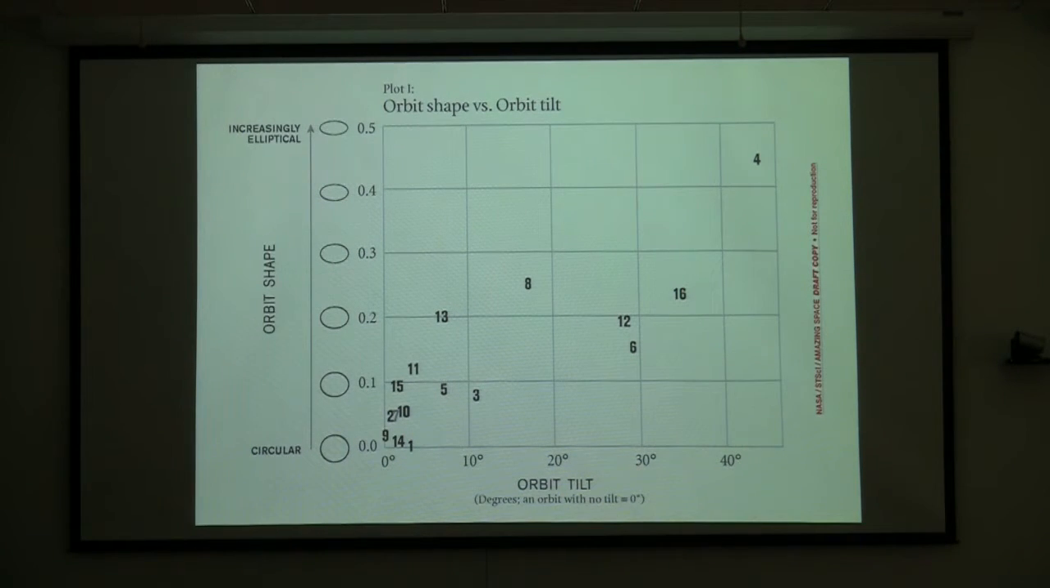Most of them are just circular with a small tilt. As we concluded for each of these plots separately, most of them are relatively circular and most of them have small tilt. And so you can see a clumping down in the lower left. That becomes apparent here.